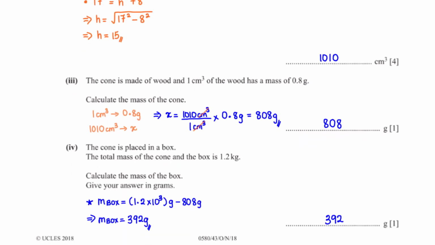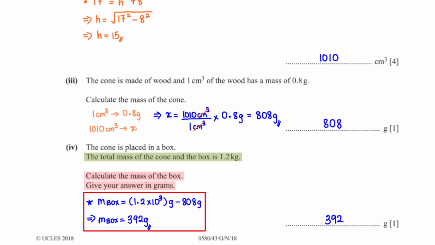The cone is placed in a box. The total mass of the cone in the box is 1.2 kilograms. Calculate the mass of the box. Give your answer in grams. To get the mass of the box, we simply subtract the mass of the cone, which is 808 grams, from their total mass, which is 1.2 kilograms. We convert 1.2 kilograms to grams by multiplying 1.2 by 1000. This gives us 392 grams.